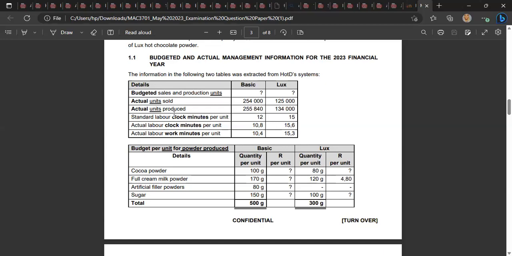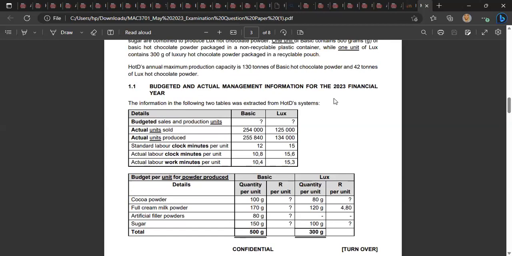All right. So the one thing that we need to watch out for now, let me just take you again to the question, back to this information that we have here. We need to be very careful when dealing with units. So let's check here. They are saying annual maximum production is 130,000. So this is given in tons. So we have already converted ours into kgs, and then the basic hot chocolate powder, 42,000 tons.